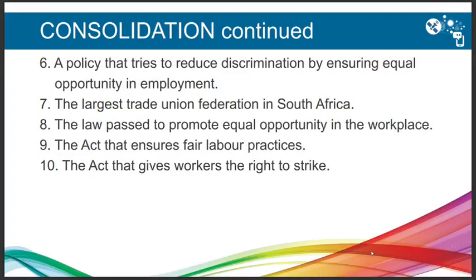Right, the last five. Number six, a policy that tries to reduce discrimination by ensuring equal opportunity in employment. Number seven, the largest trade union federation in South Africa. Number eight, the law passed to promote equal opportunity in the workplace. Number nine, the act that ensures fair labour practices. And number 10, the act that gives workers the right to strike. Again, I'm giving you a minute to think about that very quickly.